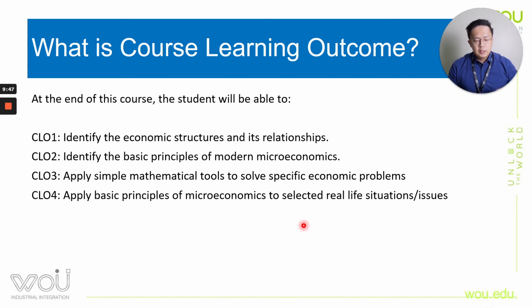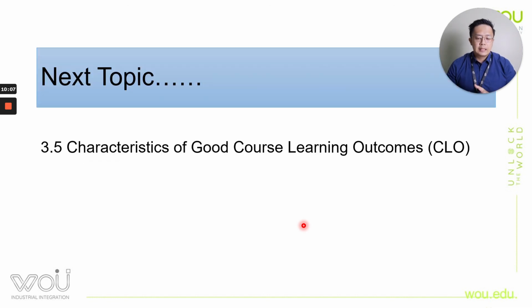So this will bring you to the next level of thinking. For example, how many CLOs should you prepare for a course? What are the components that you should have in the course learning outcome? We will cover all those key questions in the next coming video, where we will be talking about the characteristics of a good course learning outcome.